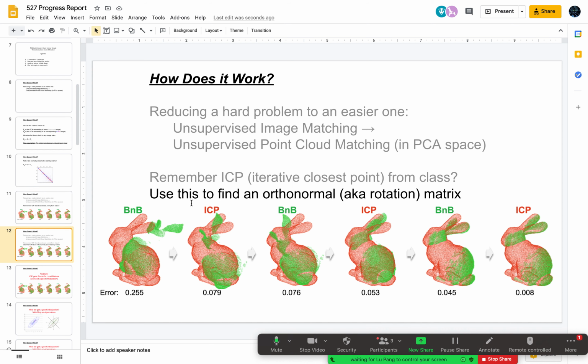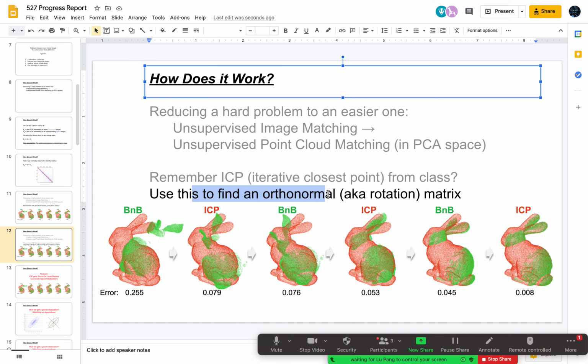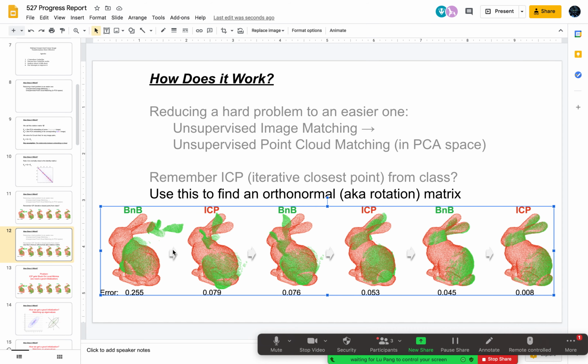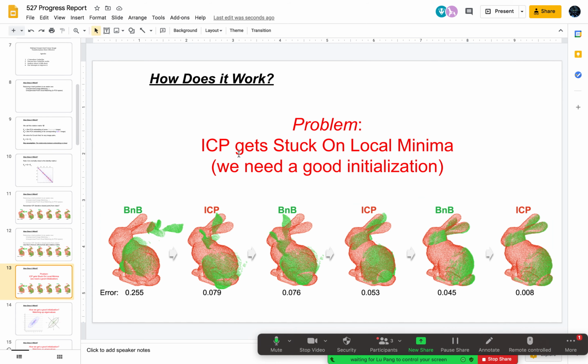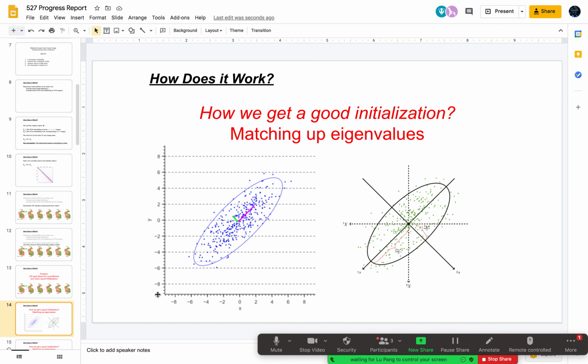This is nice, and we're trying to find an orthonormal rotation matrix that will transform one set of points to another in PCA space. But there's a problem. It gets stuck in local minima. The authors try to mitigate this problem by finding a good initialization. First, they try to match up all the eigenvalues of the two distributions.